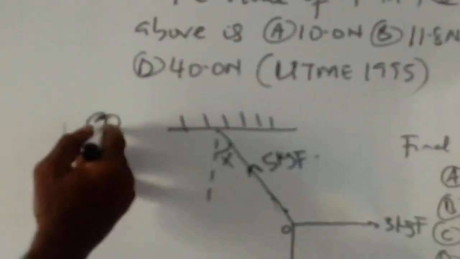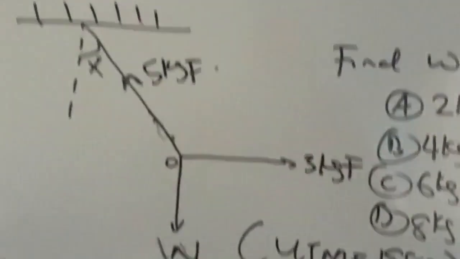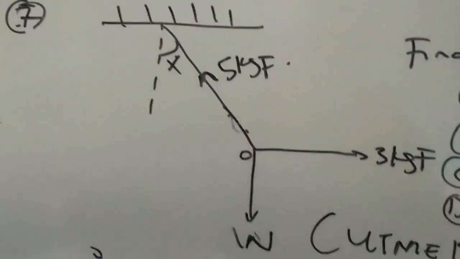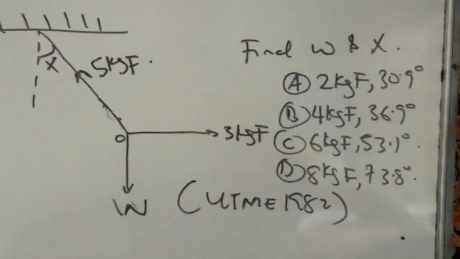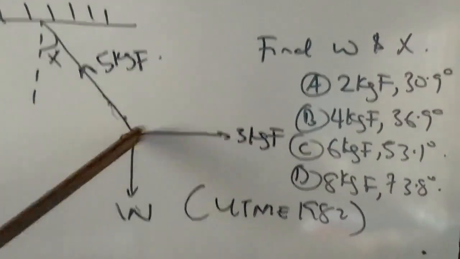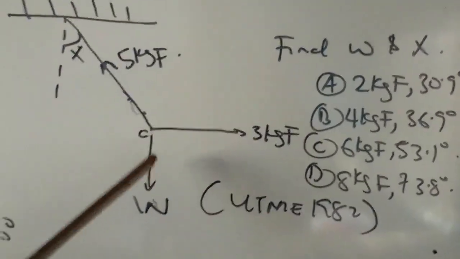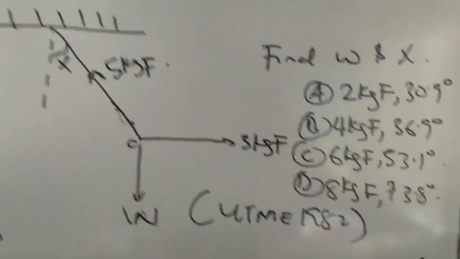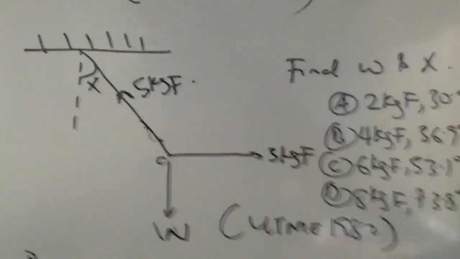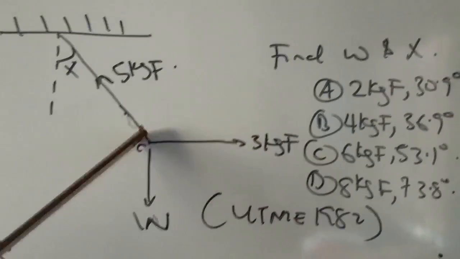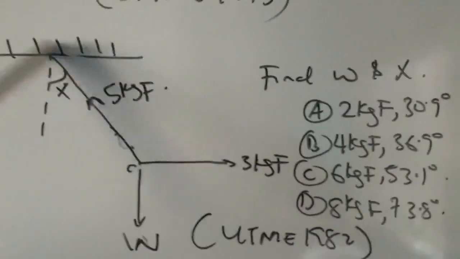The next question should be number 7 here. Number 7. We are seeing a system of non-parallel forces. Non-parallel forces meeting at a point. Non-parallel coplanar or concurrent forces. Concurrent forces. We have 5 kilogram force on the supporting cord to a horizontal plane like the ceiling.